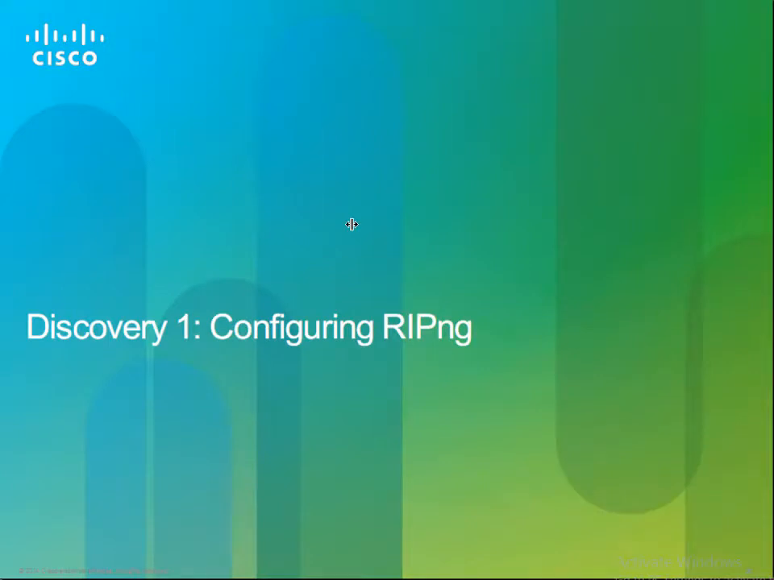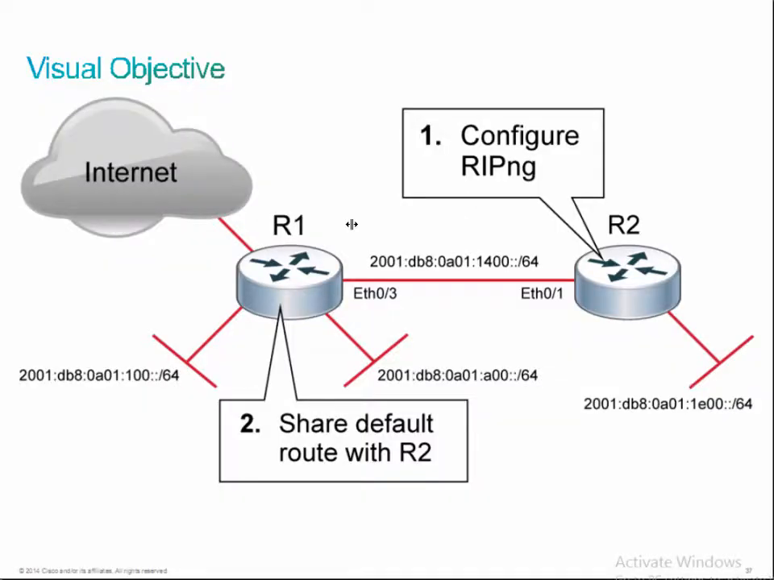So in this discovery number one, and like I said, we have almost over 20 discoveries in this course. Throughout this discovery, we're going to basically learn how to configure RIP Next Generation. We're going to configure basic RIPng on router 2. It's already configured on router 1. And then we also have a static default route that points over to the internet.